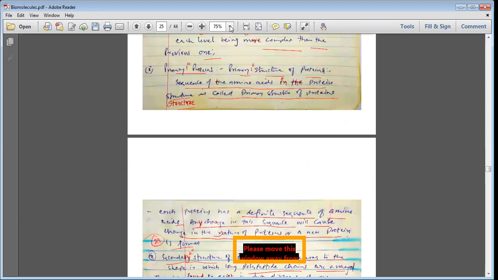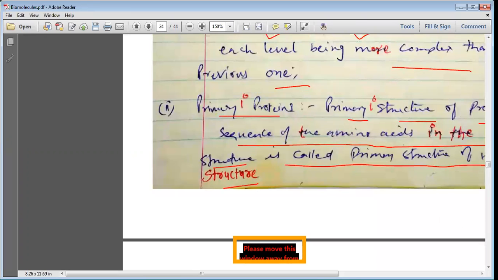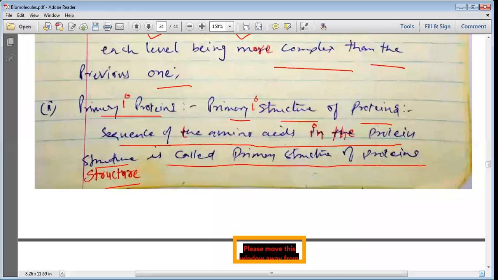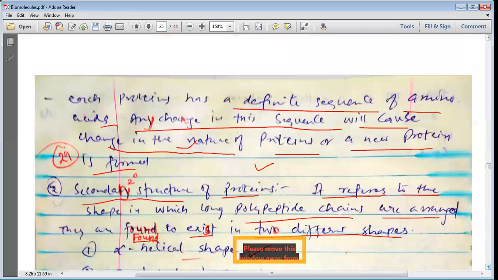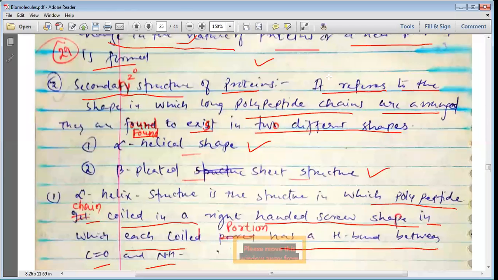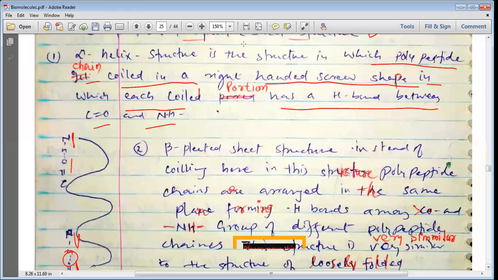Now let's understand the secondary protein once again, so that we can have a clear idea about it. Secondary protein represents the shape in which the long peptide chains are arranged. They are found to exist in two different shapes. The first one is known as the alpha helix. Alpha helix structure is the structure in which the polypeptide chain is coiled in a right-handed screw shape, in which each coil has hydrogen bonding between CO and NH.